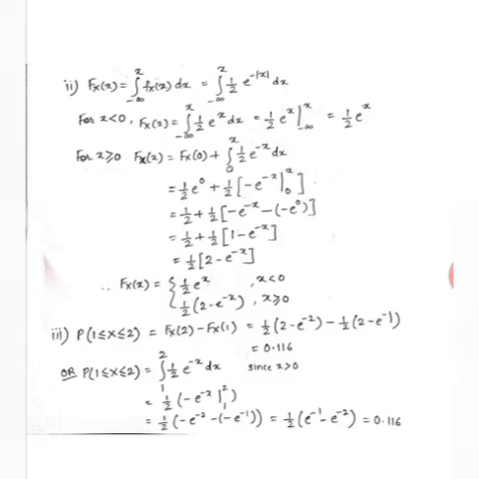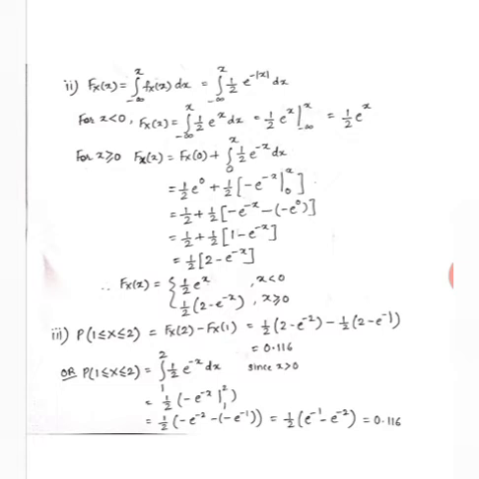Then the third thing that we needed to calculate was the probability that x takes on values between 1 to 2. That is the probability 1 less than or equal to x less than or equal to 2. For this particular value, we can solve it simply by noting this probability is nothing but Fx at 2 minus Fx at 1. So Fx of 2 minus Fx of 1.